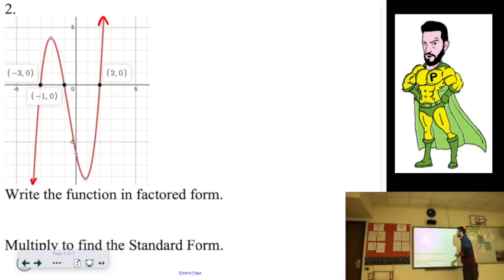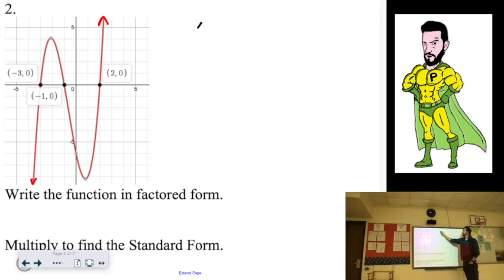So let's look at our zeros here. It crosses at negative 3, negative 1, and 2. And it just crosses right through them. There are no bends, there are no hits and turns around, so they're all going to have a multiplicity of 1. So the lead coefficient is positive, so it'll be positive 1 out in front.